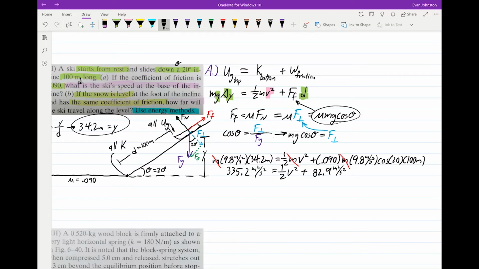And so at the end of the day, when I subtract the 82.9 away, I'm going to then have 252.3 meters squared over seconds squared equals 1/2 v squared. I times it by 2, I take a square root, and at the end of the day, I get that the speed is 22.5 meters per second. Wow.